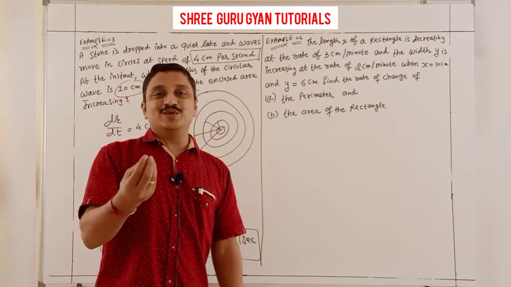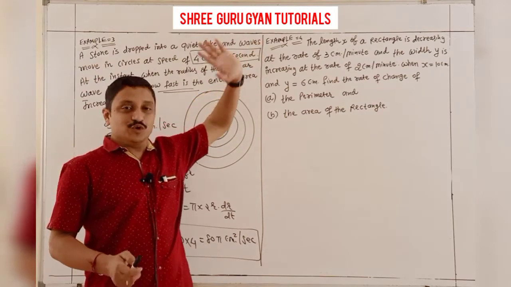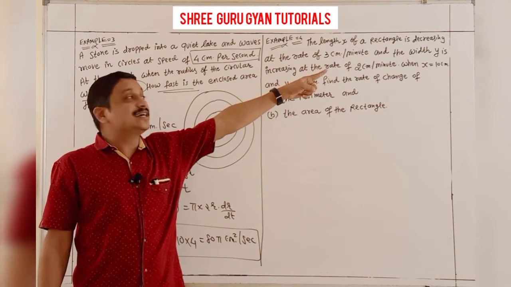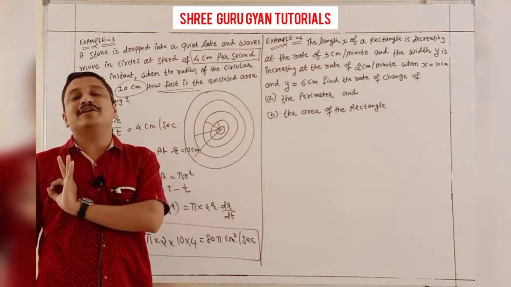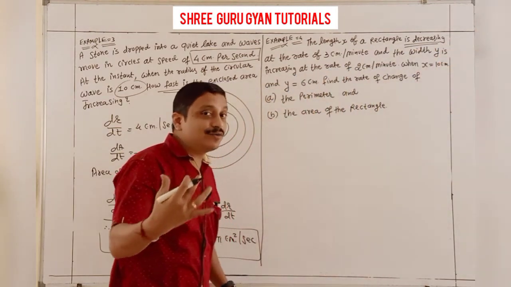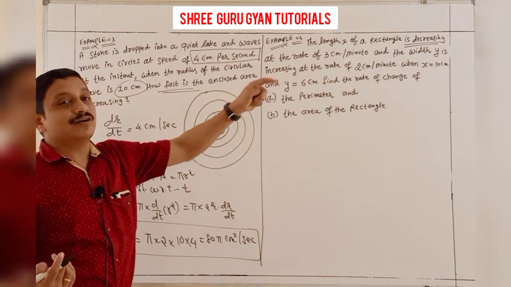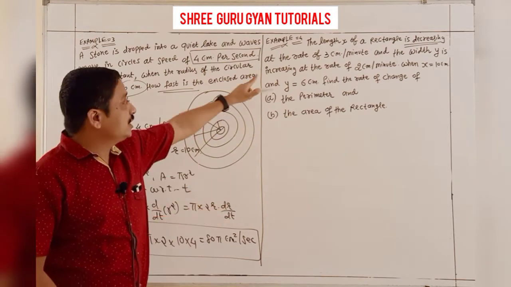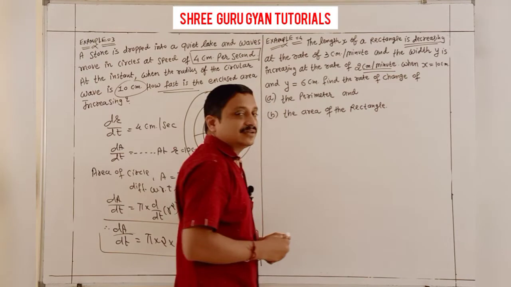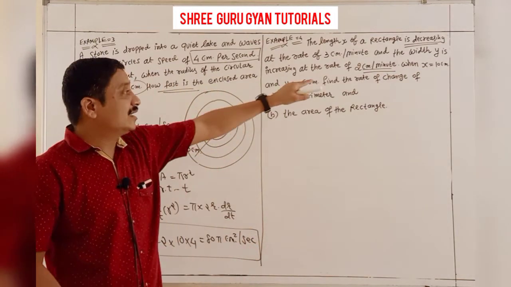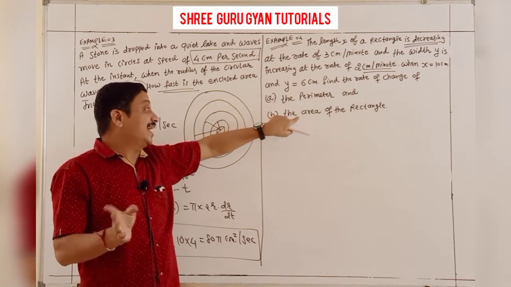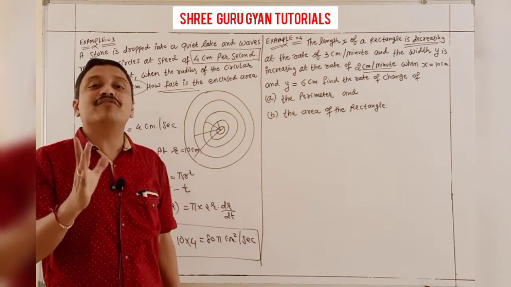Now students, I am slowly moving ahead. Question number 4. The fourth is also an important question. The length of a rectangle is decreasing at a rate of 3 centimeter per minute. Students, since it is given as decreasing, you take a minus value, and the width, it means breadth, is increasing at a rate of 2 centimeter per minute. It means you take plus 2. And if x is 10 and y is 6, then find the changing perimeter and what is the changing area of the rectangle?